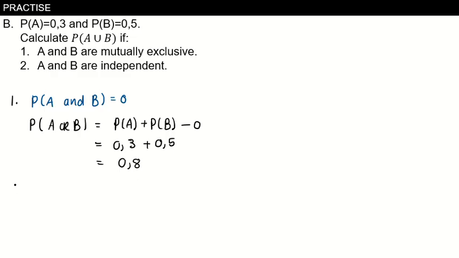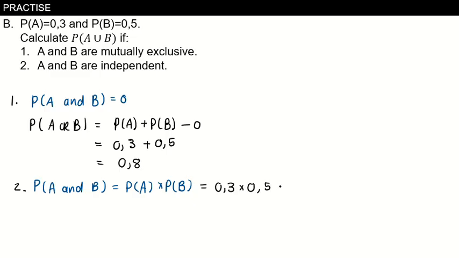Question 2 says, calculate the probability of A or B if these two events are independent. Now, if two events are independent, I can calculate the AND part by multiplying the two events with one another. So the probability of A times the probability of B. In this case, it would be 0.3 times 0.5, which would be 0.15.